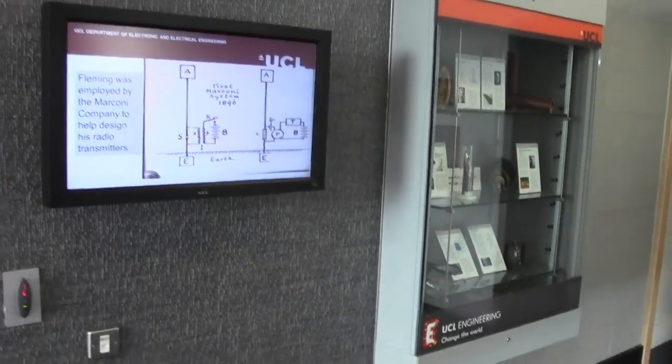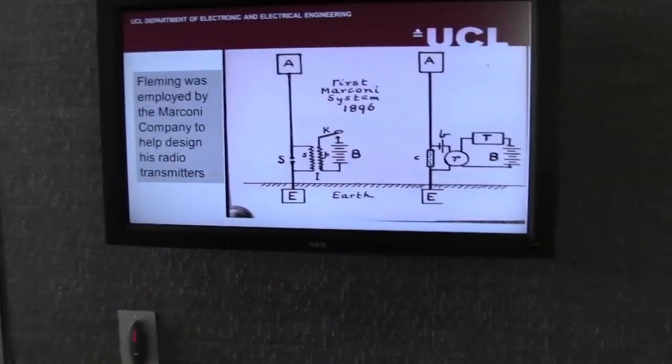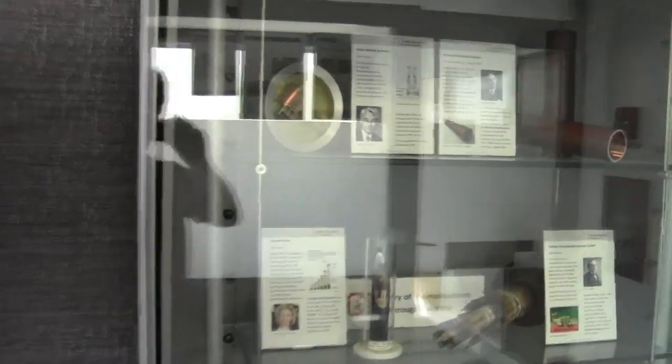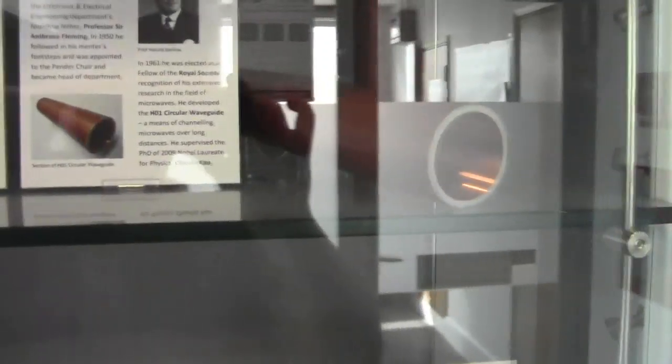I'm out in the lift lobby at the moment, so it might be a bit noisy, but we've got various displays and cabinets showing you the history of the department. We've got an example of Barlow's work, Harold Barlow, who was a head of department here, I believe. That's a circular waveguide, a bit of research that he was working on.